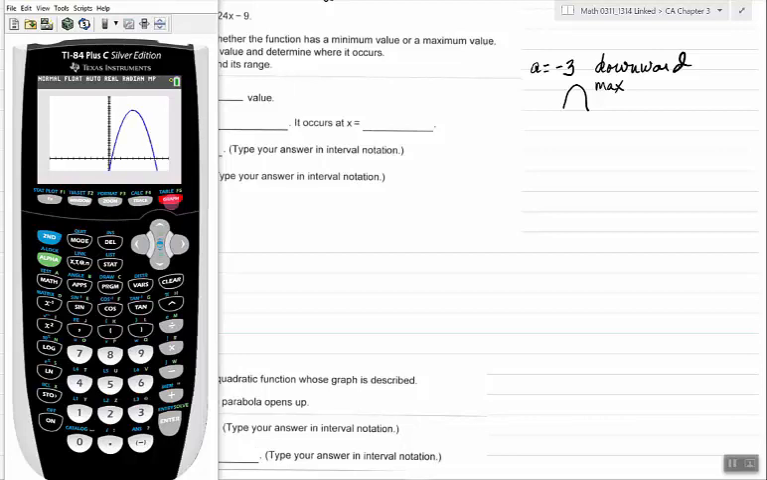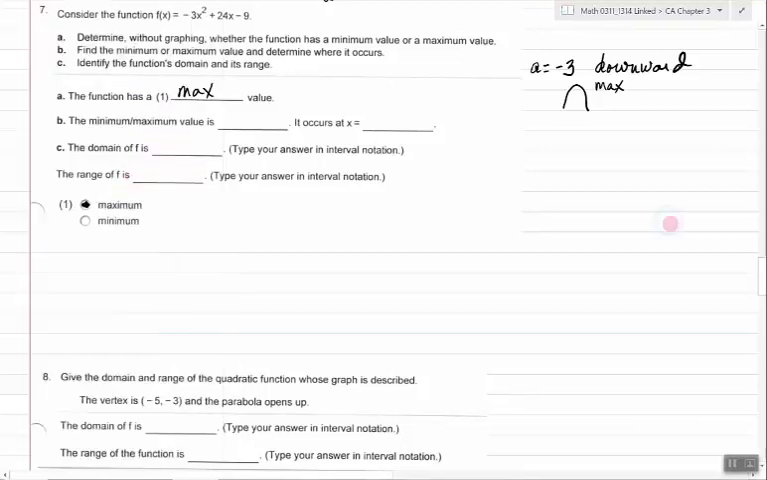There we go. To find the coordinates of the max, I'm going to use the calc feature. So second of the trace key is calc. I choose number 4, which is maximum. I need to be on the left side of the maximum. Enter. Then I pass through it, go to the right side, enter, hit enter a third time when it's asking me to guess, and it is 4, 39. So the max occurs at 4, 39.